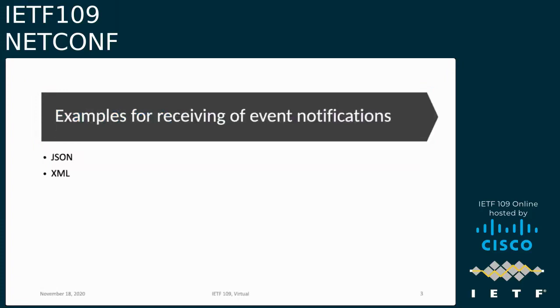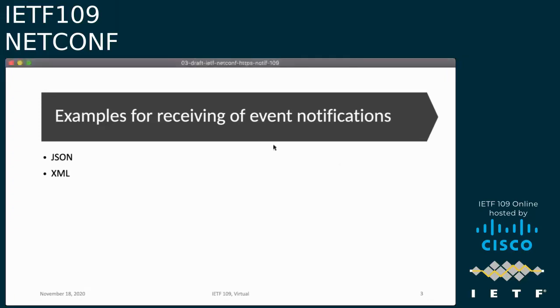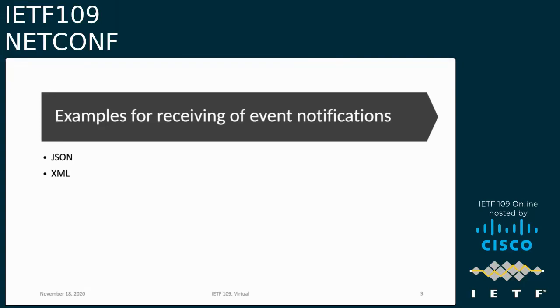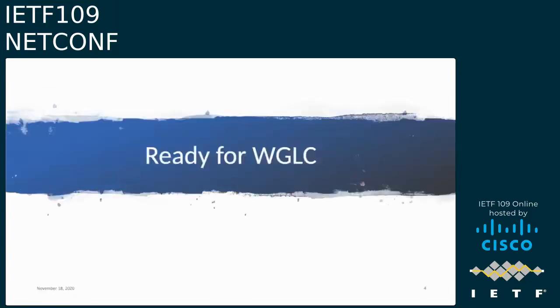So I think there were comments received in the last IETF meeting that maybe the draft could do well with an example for receiving of event notifications. There was an example for JSON. We did add another example for XML, the corresponding example actually for XML in the draft. So with those two examples and the fact that we have completed the security considerations section, let's go to, actually, I don't know if there's another slide. Yeah, so with those two changes, we believe that this document is also ready for working group last call.